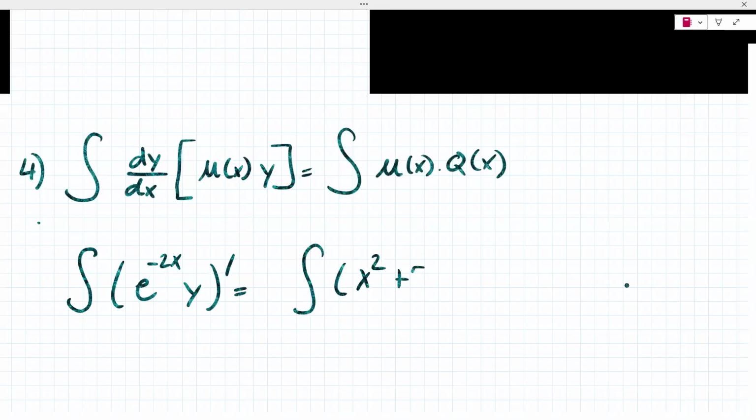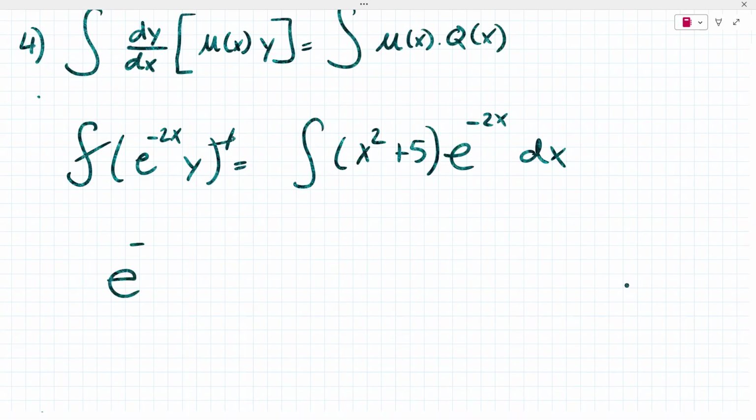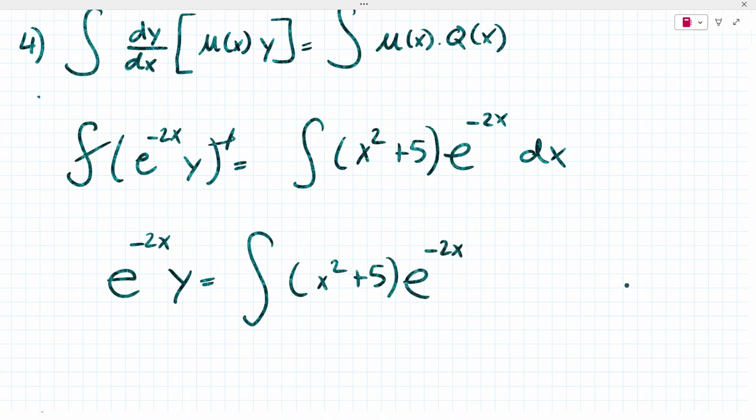So as you recall, a derivative and integral cancel, so now you're just left with e to the negative 2x y. And over here, it's going to be the integration of x squared plus 5 e to the negative 2x dx.